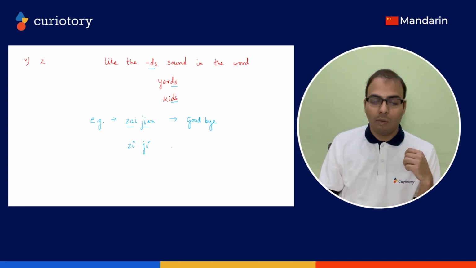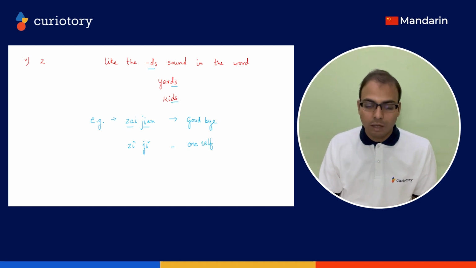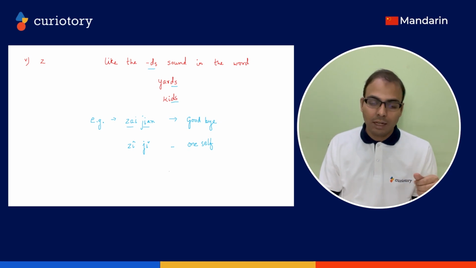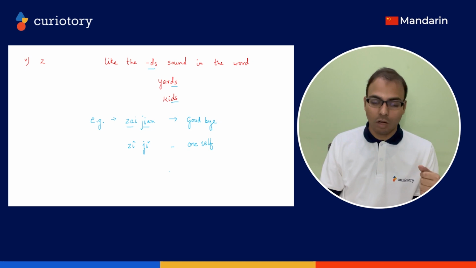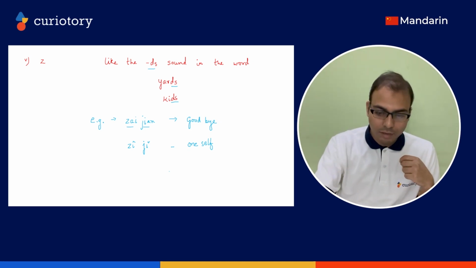Let's take one more example: zi qi. And what does it mean? It means oneself. So how to say Z? What is the rule saying? It is saying that you have to pronounce it like the DS sound in the word yards or kids. Now, I hope Z is clear to you.